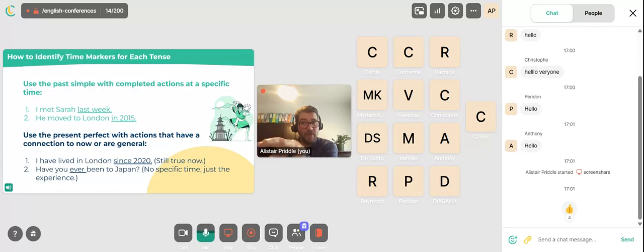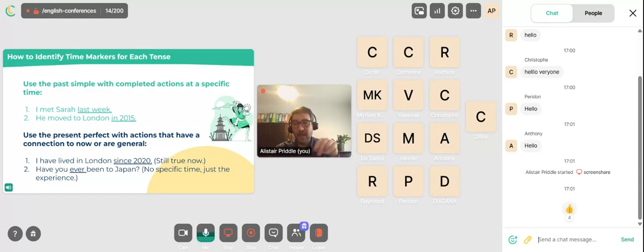Use the present perfect with actions that have a connection to now or are general experiences. For example, number 1, I have lived in London since 2020. This is still true now. I have lived in London since 2020.